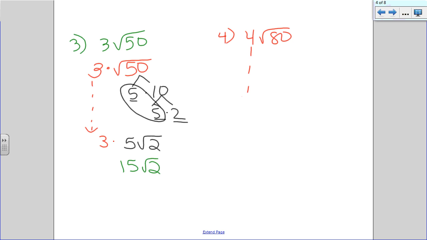All right, so 4 is going to come down here. Katie Harlan, what can we break 80 down into? 4 and 20, I like that. What can I break 20 down into? 2 and 10. We can break this down into 2 and 5. Can my 4 break down? 2 and 2.